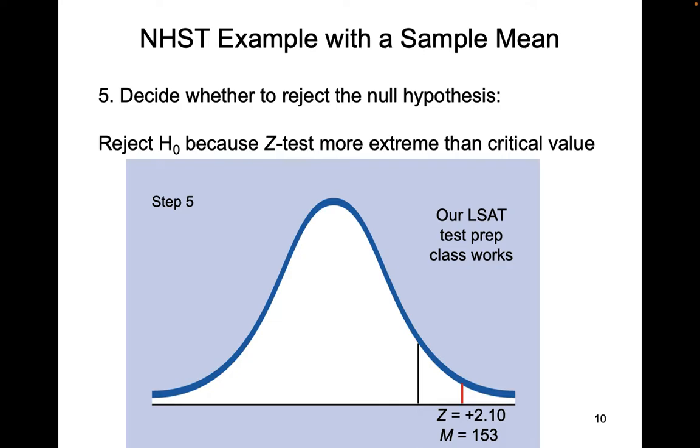So we can place that 2.1 in our comparison distribution, and because that 2.1 exceeds our critical value and falls in our region of significance, we're going to reject the null hypothesis, and we're going to come to the conclusion that our LSAT test prep class worked at improving exam scores, or LSAT scores, on average.